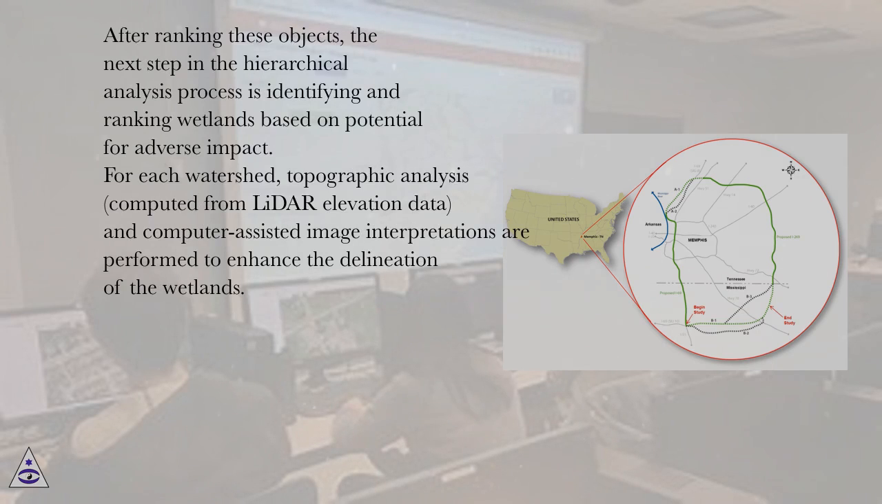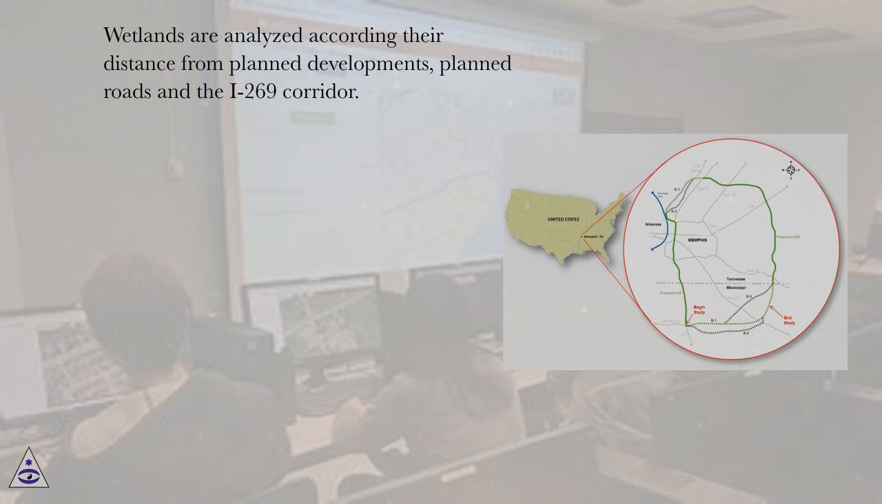After ranking these objects, the next step in the hierarchical analysis process is identifying and ranking wetlands based on potential for adverse impact. For each watershed, topographic analysis, computed from LIDAR elevation data, and computer-assisted image interpretations are performed to enhance the delineation of the wetlands. Wetlands are analyzed according to their distance from planned developments, planned roads in the I-269 corridor.